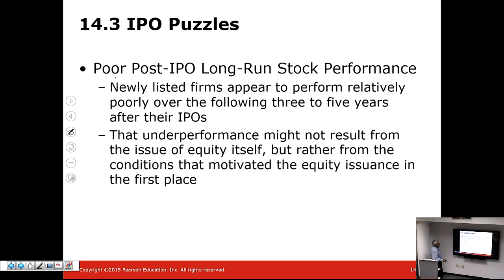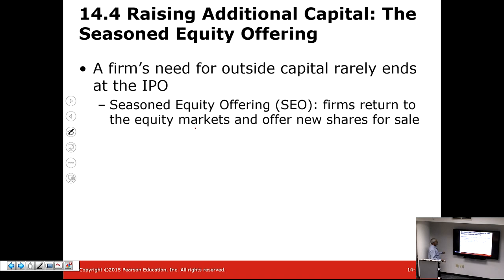IPOs also perform very poorly in the long run. Compared to the rest of the stock market, we have empirical studies to show that even 3 to 5 years after they have been issued, the stock price of the IPOs lags the overall stock market. So on one hand you have underpricing, on the other hand you have underperformance, then the question becomes, why do firms still do an IPO?